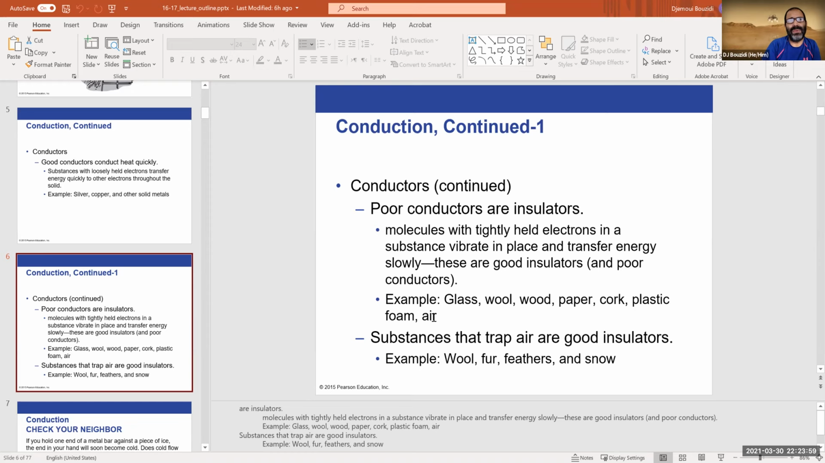Again, you have to be cautious about some of these materials because they could conduct heat through other ways other than necessarily conduction, okay? Substances that trap air are good insulators, like wool, for example, fur, feathers, and that's what animals in the Arctic, for example, do. Actually, they have thicker hair during the winter to keep them from losing their own heat that is very expensive for them to generate.